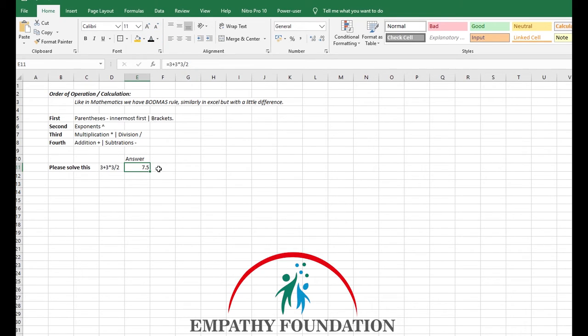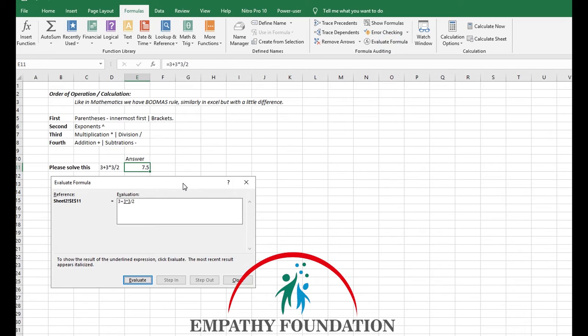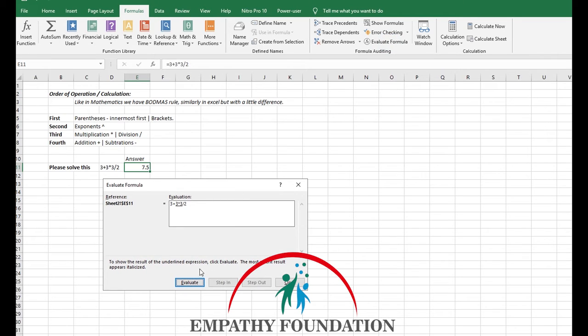To view the calculation steps, go to Formulas and choose Evaluate Formula. When the window appears, click on the Evaluate button at the bottom once.